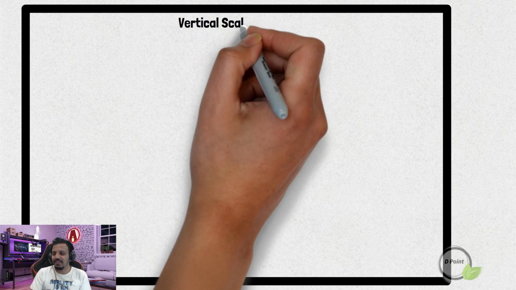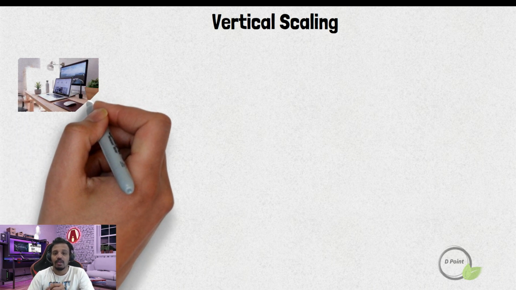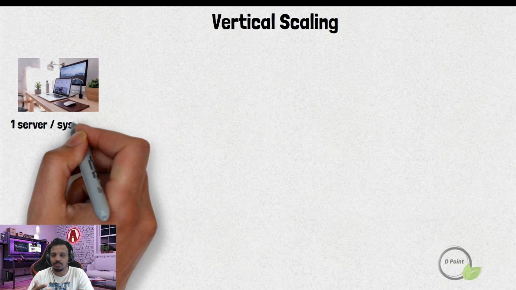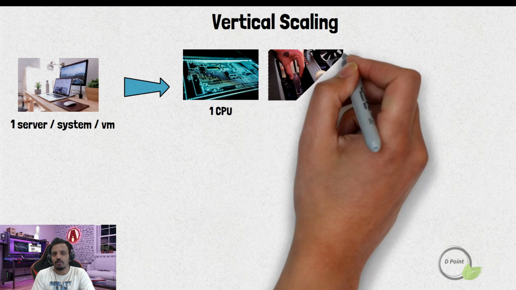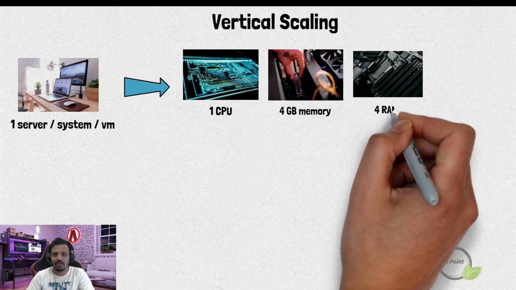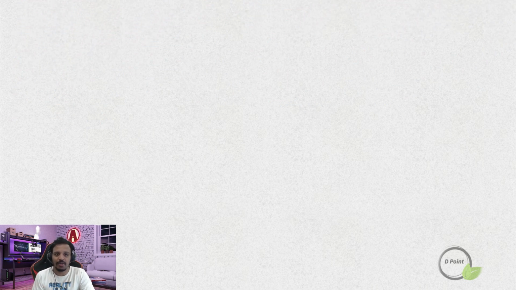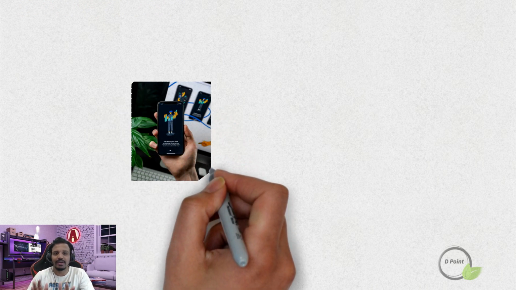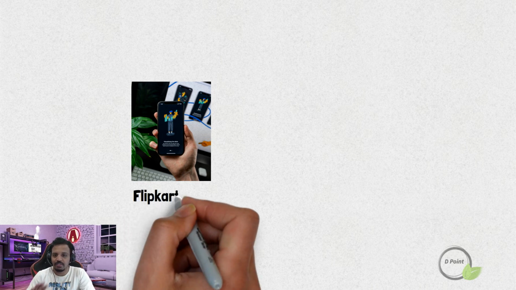Let's try to understand the problem first, and with that we'll see what vertical scaling is and how it is going to help us in terms of scaling. Let's say we have one server or system or virtual machine. It's basically a computer, and for our example, let's say it has one CPU, 4 GB of memory and 4 RAMs. Now the capacity and various other properties are there for this system, but we'll look at these three as of now. With this system, let's say we have hosted the Flipkart application. We'll call it a server in our context. Now on this server Flipkart is running.